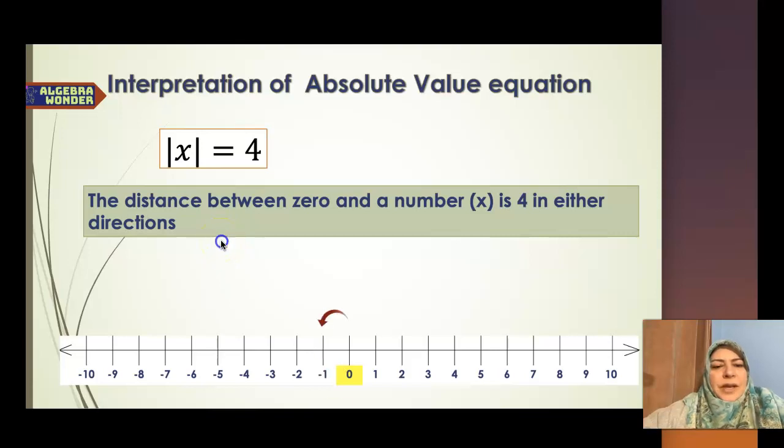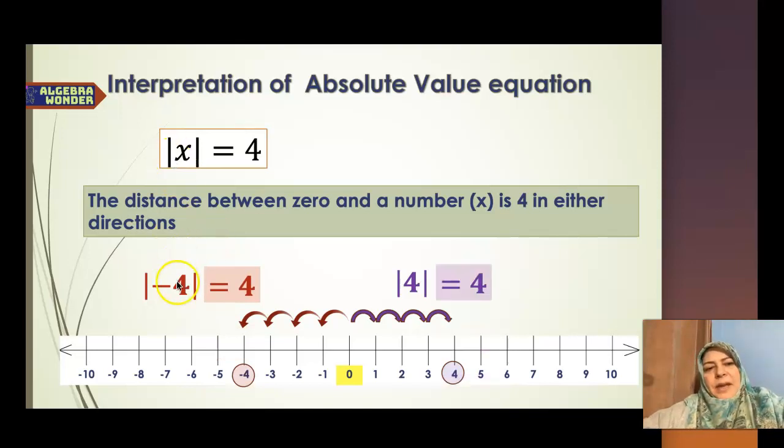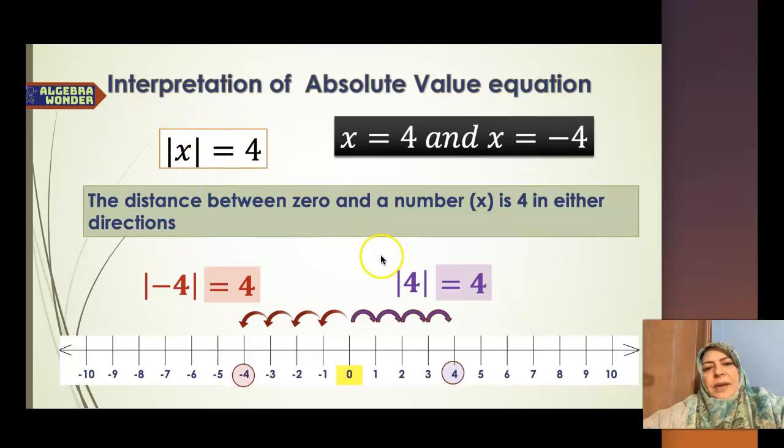Because you have 2 directions, either to the left or to the right, X can be 2 numbers. So the solution here can be 2 numbers. It can be 4 and also -4. So the distance between 0 and a number X, which I do not know yet, is 4 in either direction. This number can be 4 and also -4. And this makes sense. The absolute value of -4 is 4, and the absolute value of 4 is 4. So X can be -4 and X can be 4.